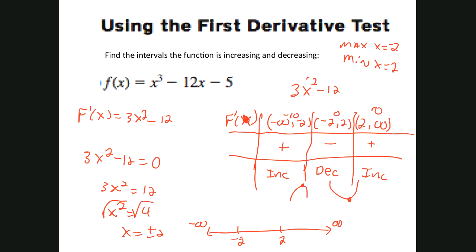That is what the first derivative test gives us. It tells us where the function is increasing or decreasing, and whether there's a max or a min at any of the values. That is the first derivative test. Next week we'll be talking about the second derivative test. The second derivative test gives us concavity: where a function is concave up, concave down, and it also gives us critical points.